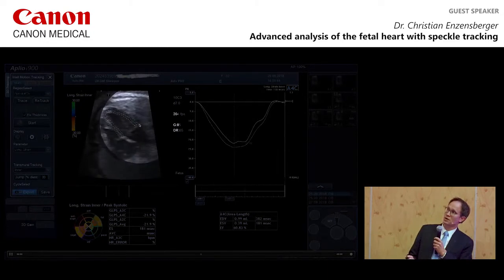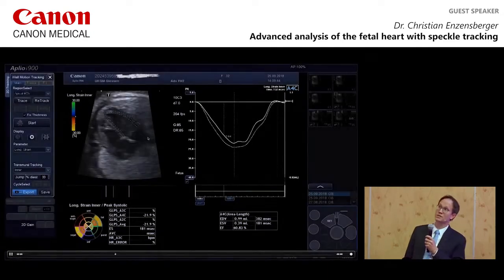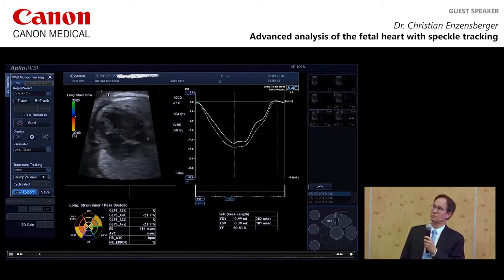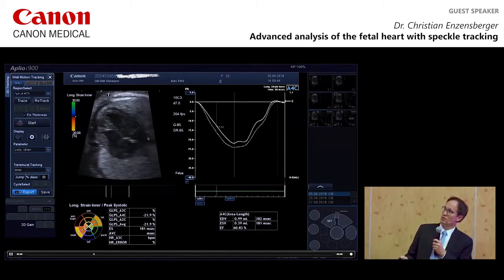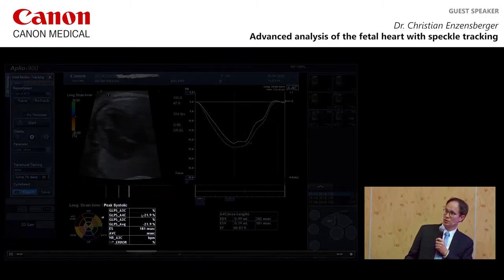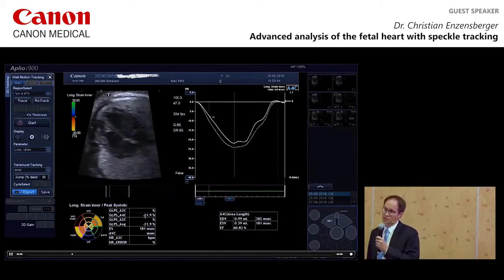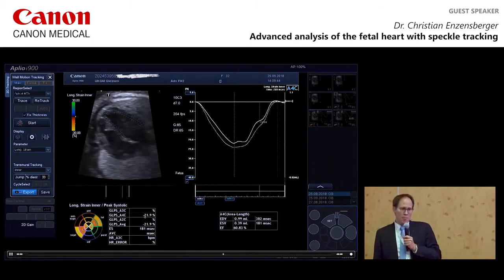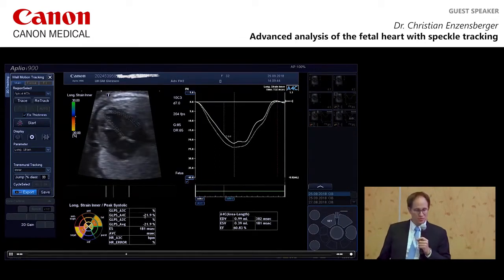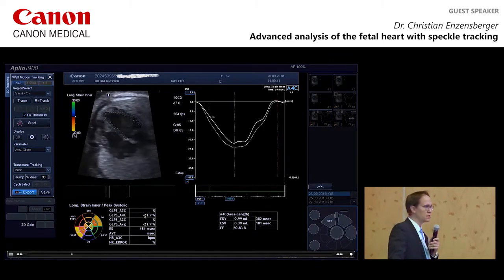There you can verify that your tracing was quite a good one. Sometimes you will not get it the first time, so you can check it here. And on the right side, you get all the longitudinal strain during the cardiac cycle. And when you want to know your longitudinal strain value, you can see it down here, -22%, which is within the normal range.